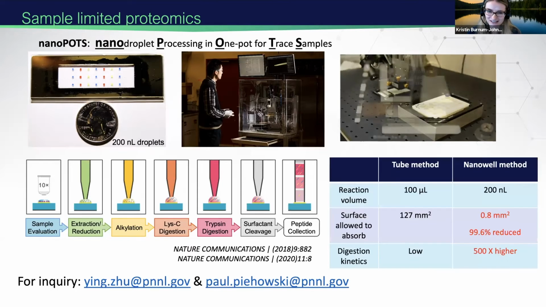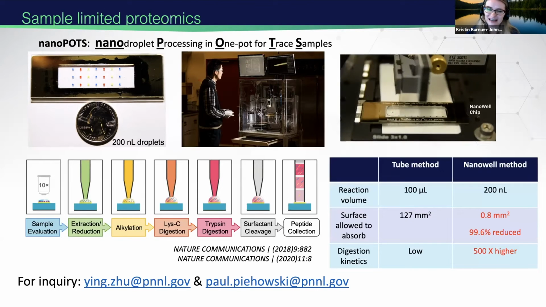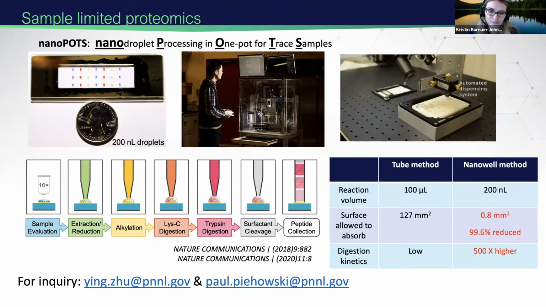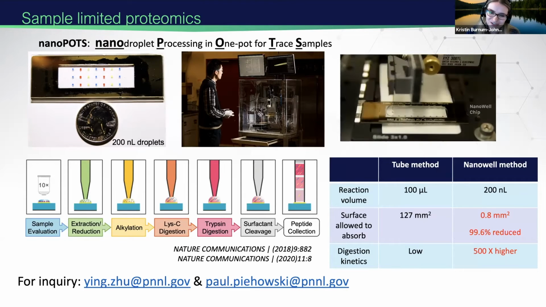And if we look at this table here, we can see that compared to a traditional tube method, with our nanowell method we have decreased our reaction volume from 100 microliters to 200 nanoliters. We have reduced our surfaces by 99.6%, thereby decreasing sample losses due to nonspecific binding. And we have increased our digestion kinetics by 500 times.